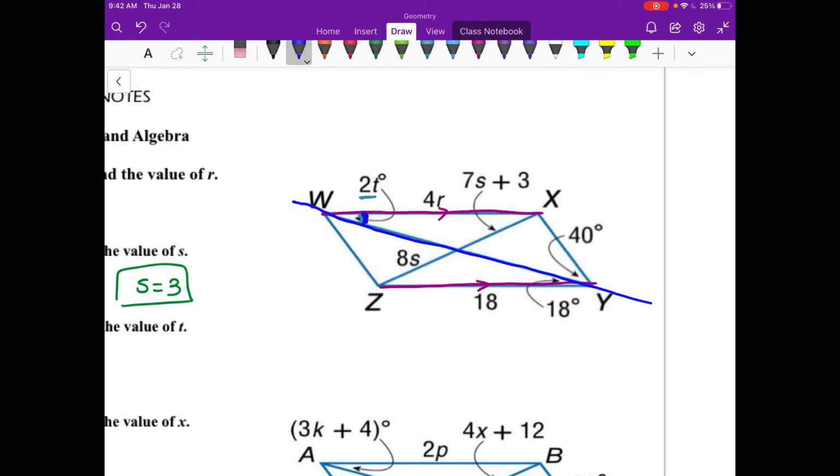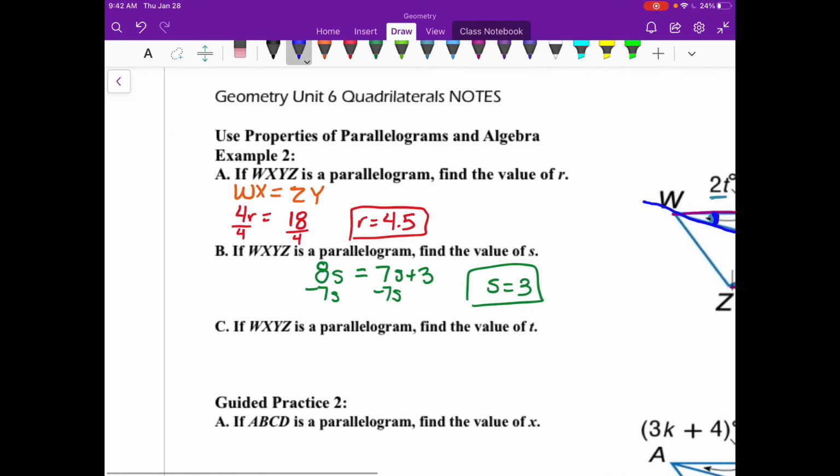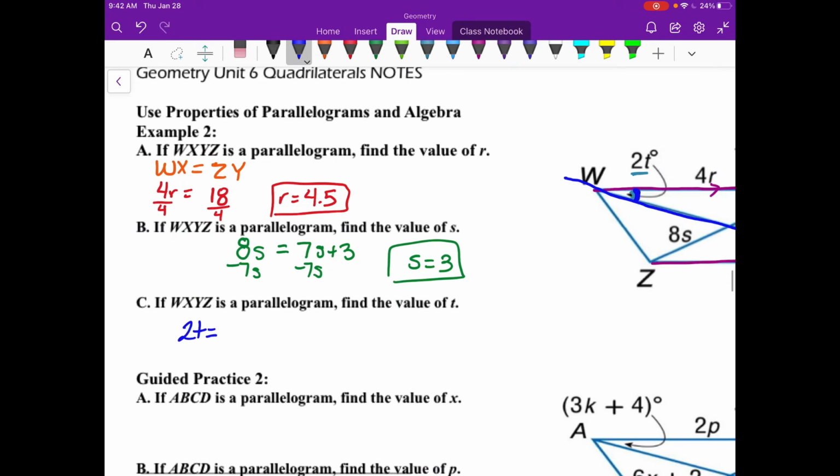Then we have 2 congruent angles. In this case, this one is congruent to this angle right here, which is 18. Those are alternate interior angles. So I'm going to set those equal to each other. So 2t is equal to 18, because they're alternate interior. Solve for t by dividing by 2. Actually, I think that's the only step we need to do. So t is equal to 18 divided by 2, which is 9.